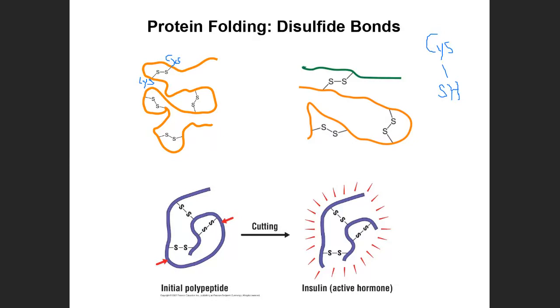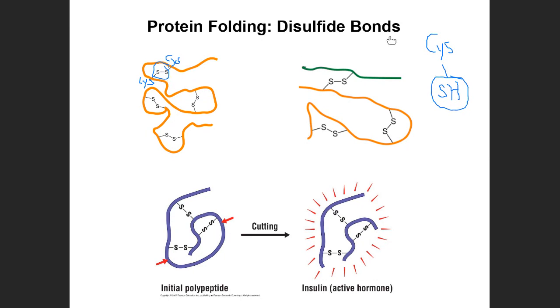And what happens, okay, is primarily in the rough ER. What will happen is there are enzymes that will locate the amino acid cysteines, okay, two of them, and if they're close enough together, and if it's required, what they'll do is they'll remove the hydrogen, freeing up electrons between the two atoms of sulfur, and they'll form a covalent bond.